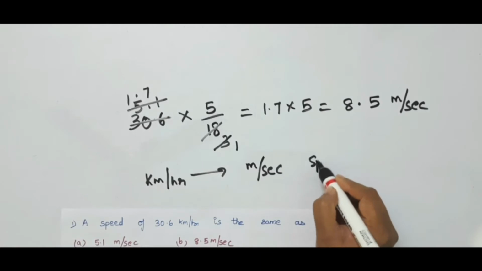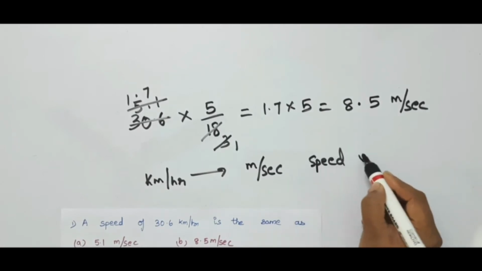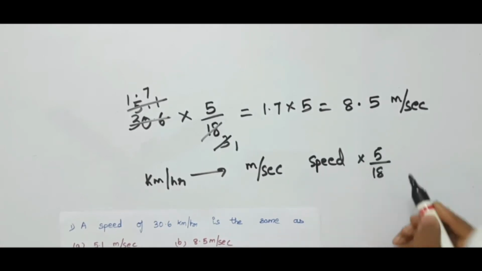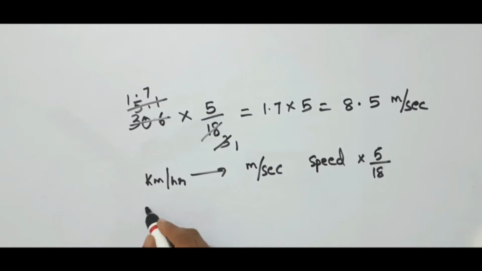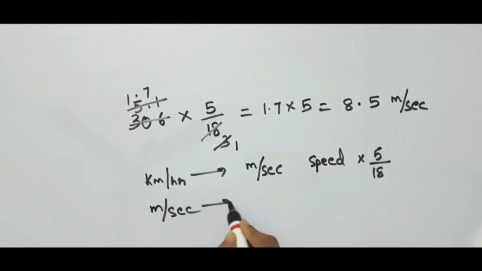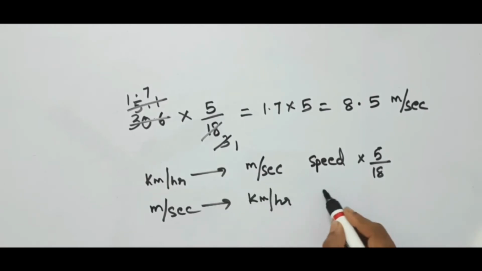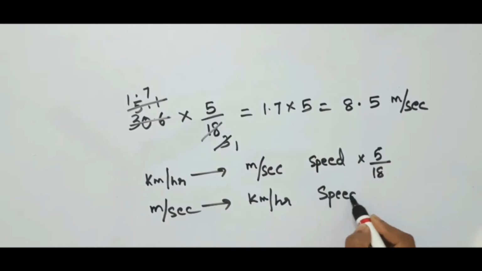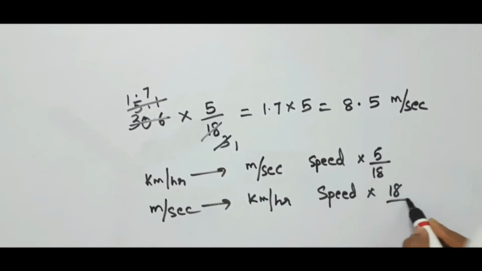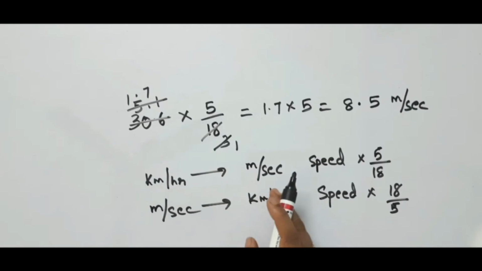So when you want to express kilometer per hour in meter per second, simply multiply the speed into 5 by 18. If you want to express meter per second speed in kilometer per hour, then multiply the speed into 18 by 5. This is the direct step to convert the speed from kilometer per hour to meter per second and meter per second to kilometer per hour.